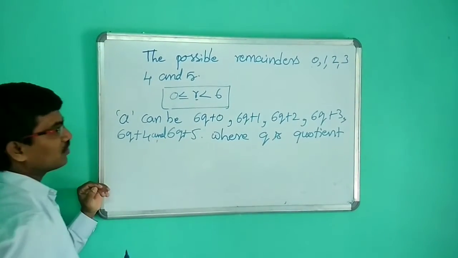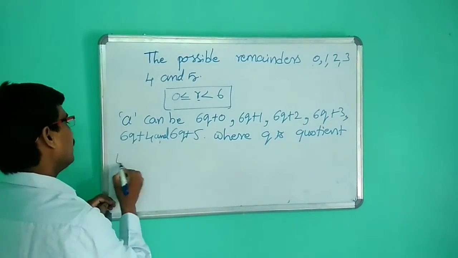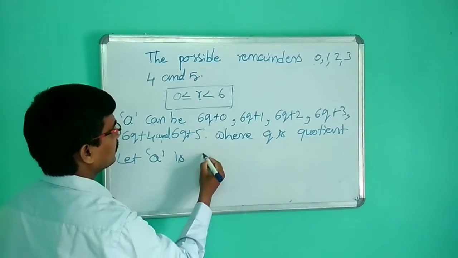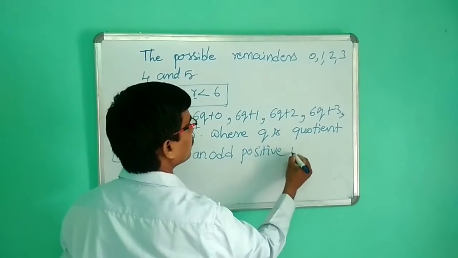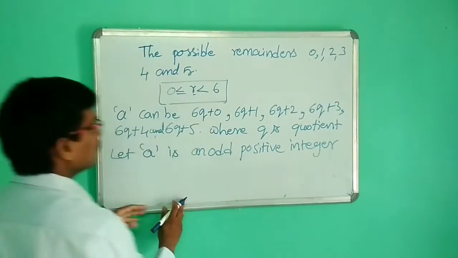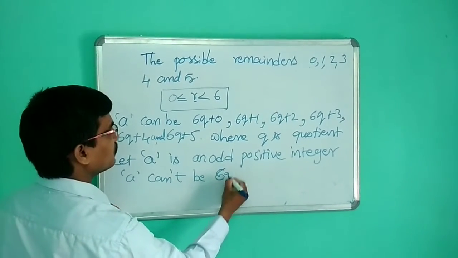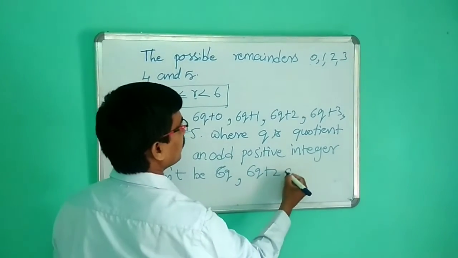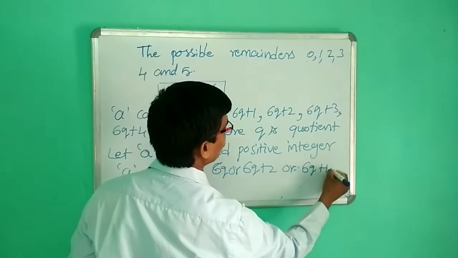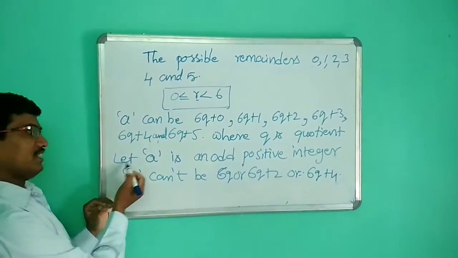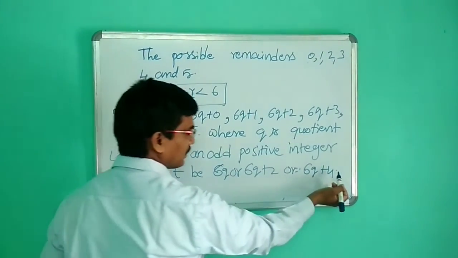If in the question a is an odd positive integer, let a be an odd positive integer. Then a cannot be 6q or 6q + 2 or 6q + 4. See here, let a be an odd positive integer. A cannot be 6q or 6q + 2 or 6q + 4.